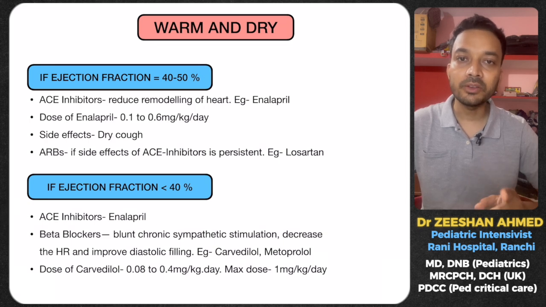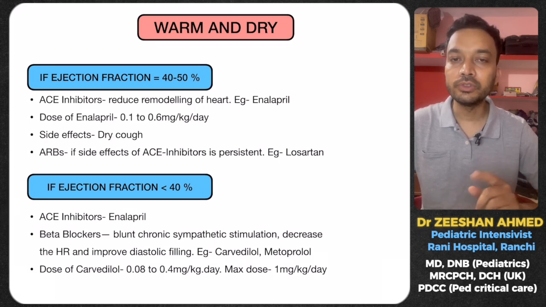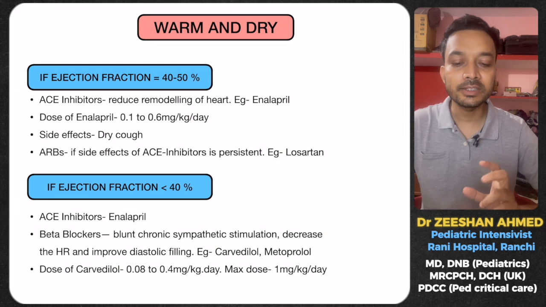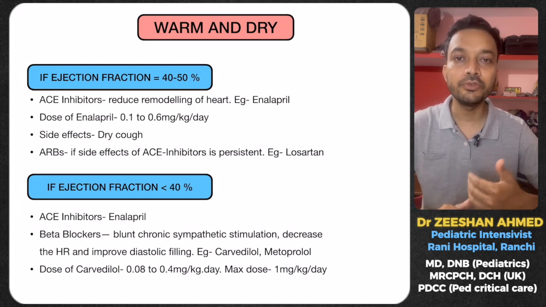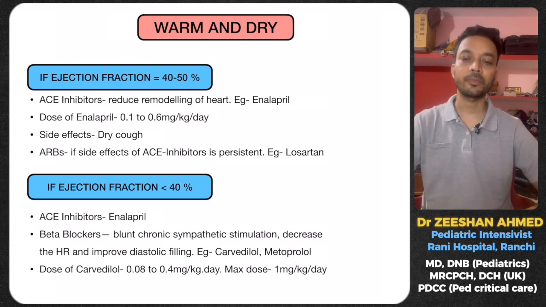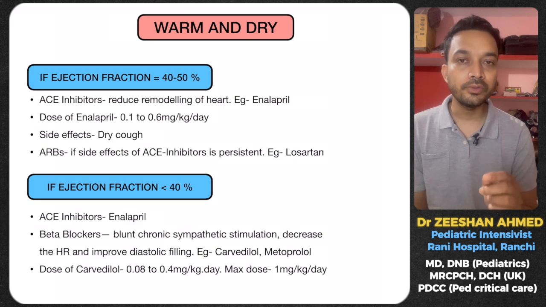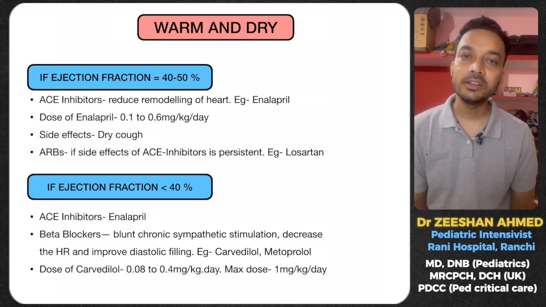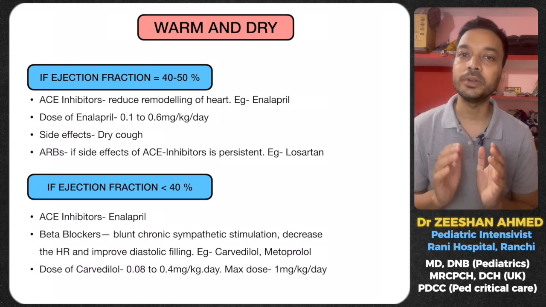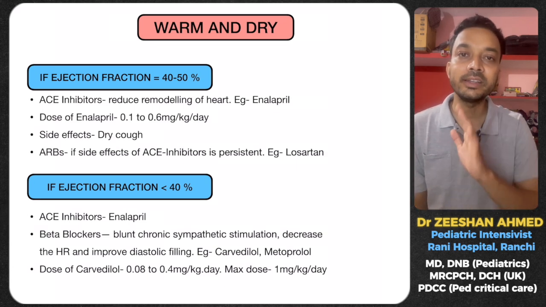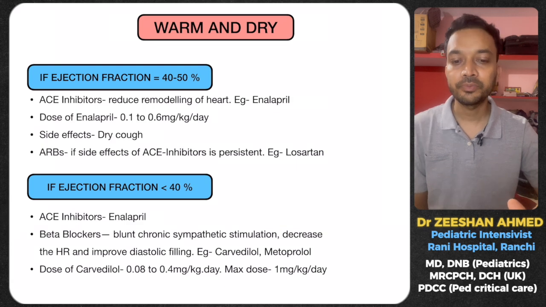And apart from that, we should also think of using beta blockers like carvedilol or metoprolol. What they do is that they blunt the chronic sympathetic stimulation of the body and decrease the heart rate, and they improve the diastolic filling of the heart. But remember this point, these two drugs are used only in cases of chronic heart failure. Suppose you have managed the acute part, now the patient is going into chronic heart failure, then only these two drugs are used, not in case of acute heart failure.